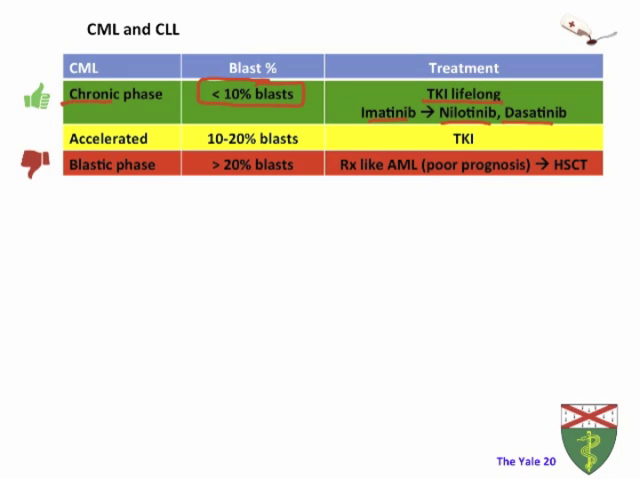If you are in the accelerated phase, 10 to 20% blasts, you still get a TKI, but frequent monitoring to make sure you don't miss what's called a blastic phase, with greater than 20% blasts, because this would be treated like AML and has a very poor prognosis. So CML that converts to AML is a poor prognosis AML and goes for hematopoietic stem cell transplant if tolerated.